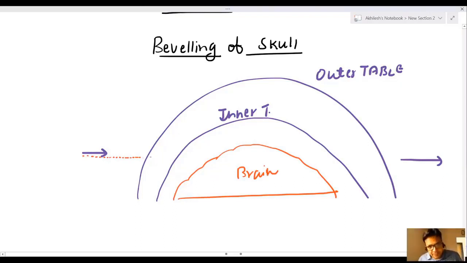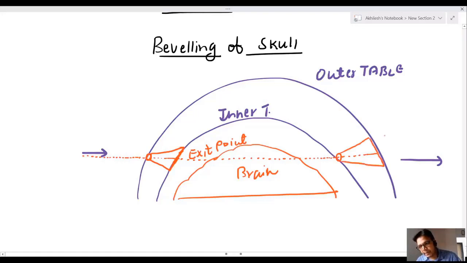This bullet is entering. Whenever a bullet enters, it enters as a small hole. But at the exit point, it causes bursting. So this bursting is always seen at the exit point. Again at the entry point, it is a small hole, but again at the exit point, it causes bursting. Doctor Saab, this bursting is known as beveling.